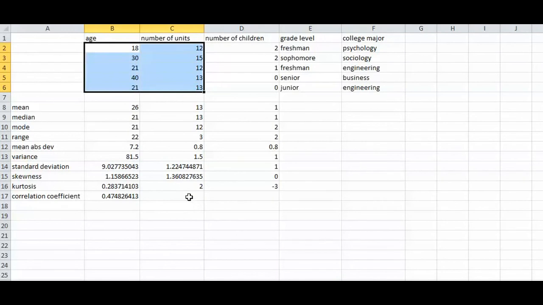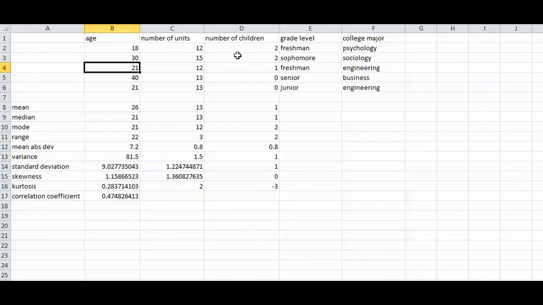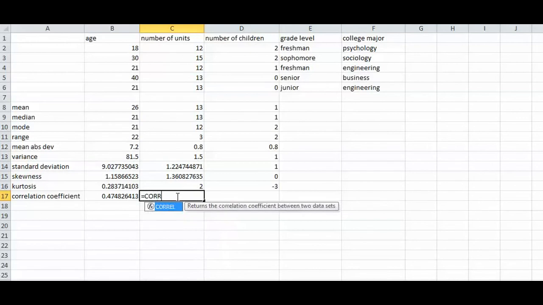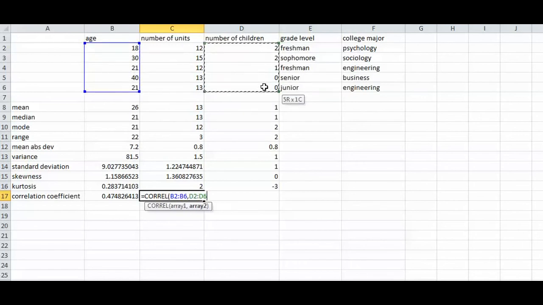We can also create the correlation coefficient for age and number of children. So let's calculate that correlation coefficient. I'll put the one for age and number of children in here. So equals CORREL. Highlight this column, put a comma, and highlight this column, and it'll plug these 10 numbers into the correlation coefficient formula.